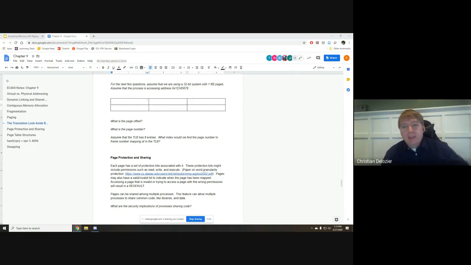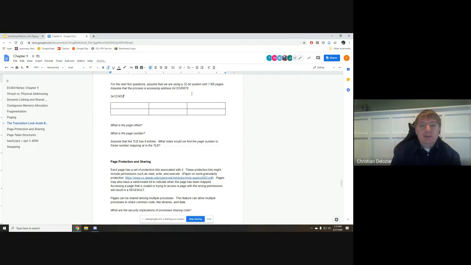Okay, so I think most of you got it. So 32 bits, 1 kilobyte pages. Because we have 1 kilobyte pages, that's 1,024 bytes, which means we need 10 bits to represent that. So the last 10 bits of 0x12345678 is going to be all of these bits here, 0111, 1000. So those are the 32 bits for this address spelled out.